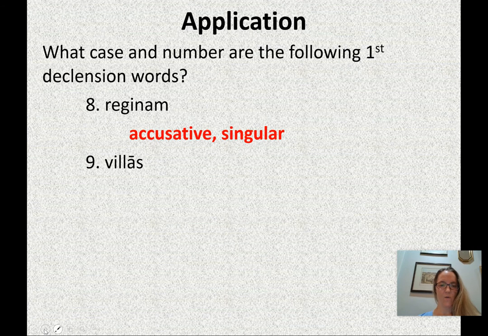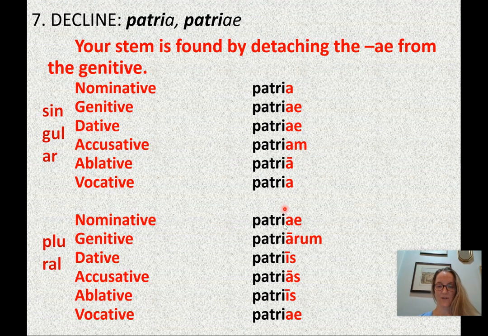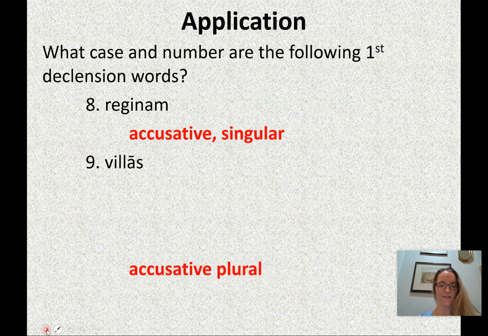Now let's try vilas. Take a second and put down what case and number you think that is. Again, number is singular or plural. Case: nominative, genitive, dative, accusative, ablative, vocative. All right, I'm going to walk you through how I get it. AS ending, scan down the declension. Where can I find it? AS ending is right here in the accusative plural. So I know that vilas is accusative plural.